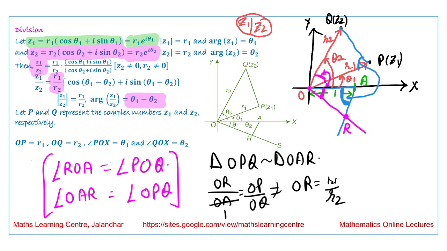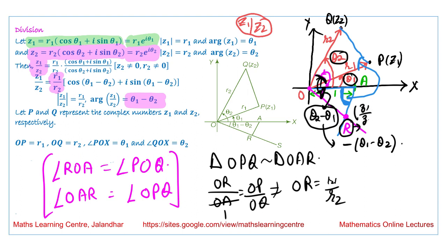And further, this angle over here is theta 1, this angle is theta 2. These two angles are equal to each other. So this angle is theta 2 minus theta 1, which we can write as minus of theta 1 minus theta 2. So this point R represents the number z1 by z2. So this is how we can represent the division of two numbers graphically.